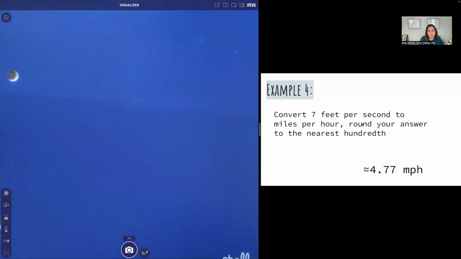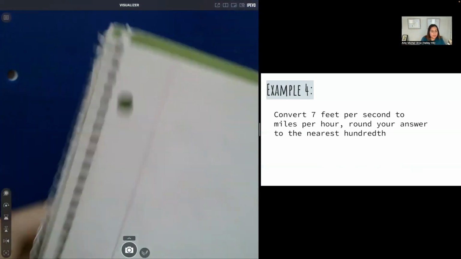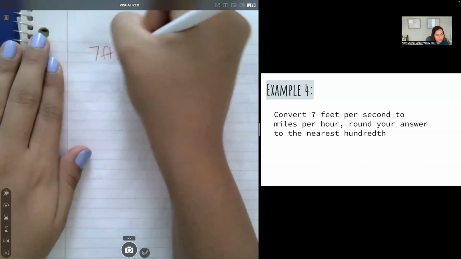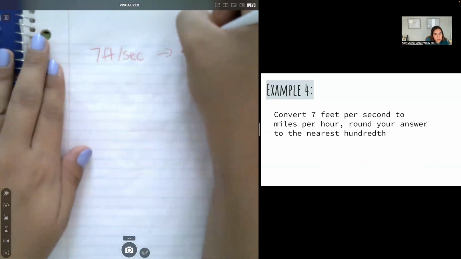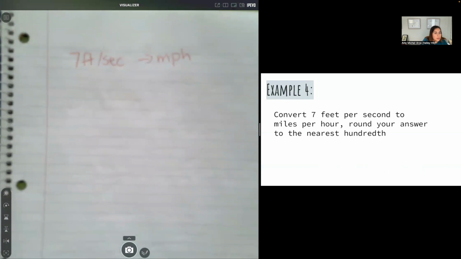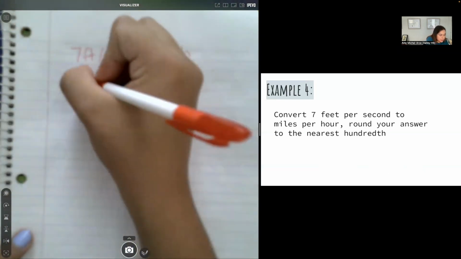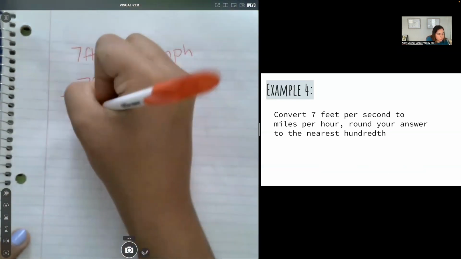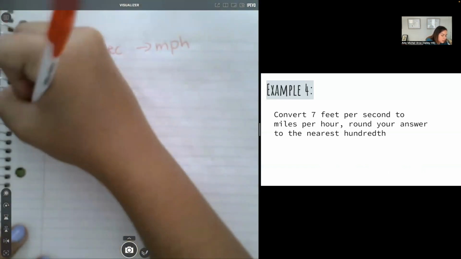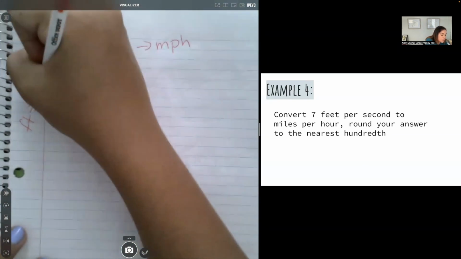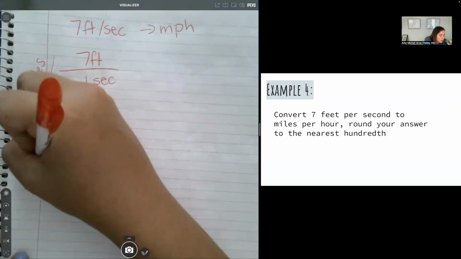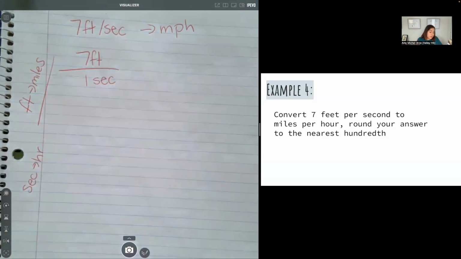Example 4. Convert 7 feet per second into miles per hour. And we want to round to the hundredths place. So here, same thing, 7 feet per 1 second. And we want to convert this first from feet to miles. So we're going the opposite way. And then again, seconds to hours. So same thing we just did, just the opposite.